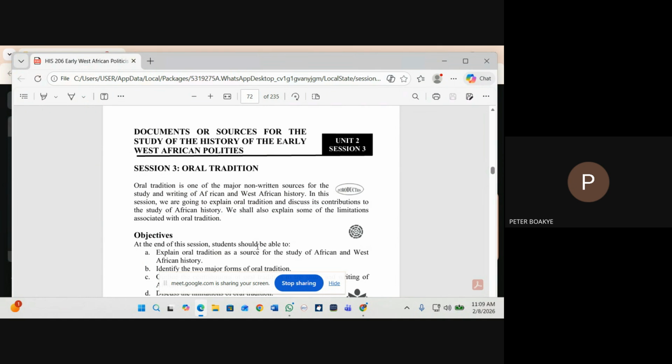So oral tradition, oral history, is information that passes on from one generation to the other. Oral tradition is one of the major non-written sources; you don't write it down. There are various disciplines in the field of historical knowledge. It is one of the major non-written sources for the study and writing of African and West African history. So we are going to introduce you to it.